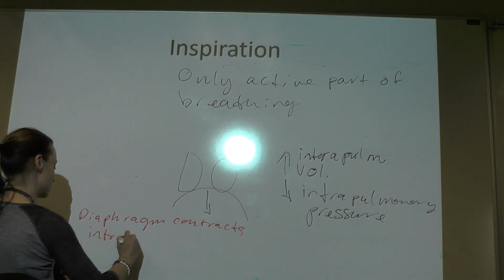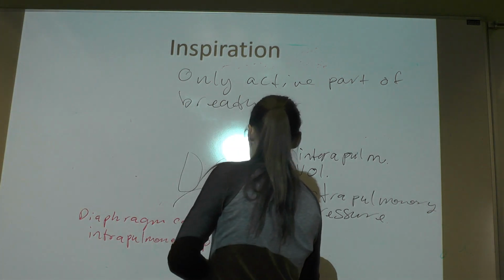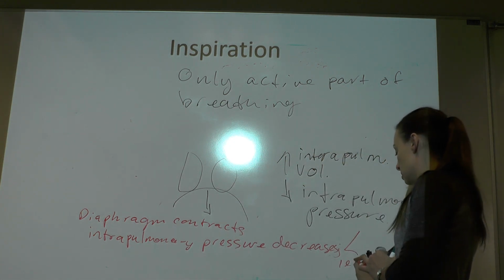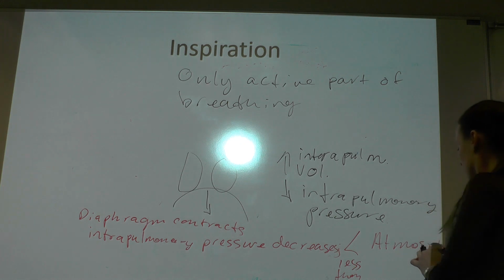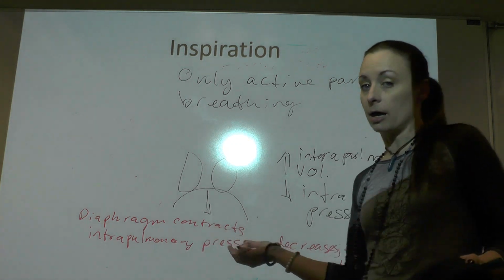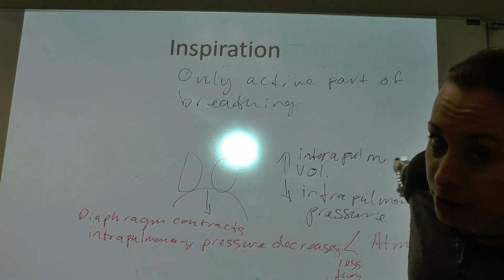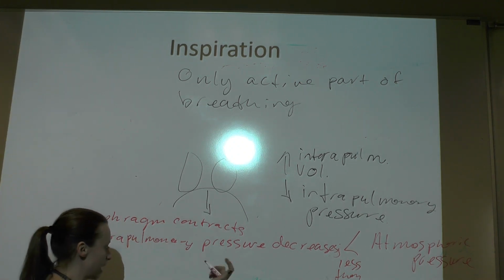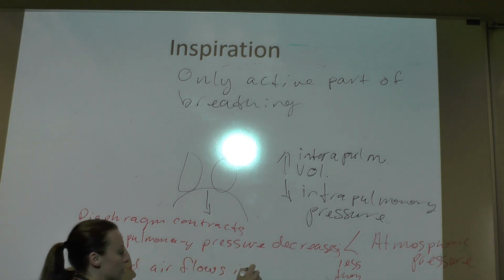Intrapulmonary volume increases, so intrapulmonary pressure decreases. It becomes less than atmospheric pressure, and air does what gases want to do. It moves from an area of high pressure to low pressure, and air flows into the lungs. So intrapulmonary pressure decreases, is less than atmospheric pressure, and air flows into the lungs.